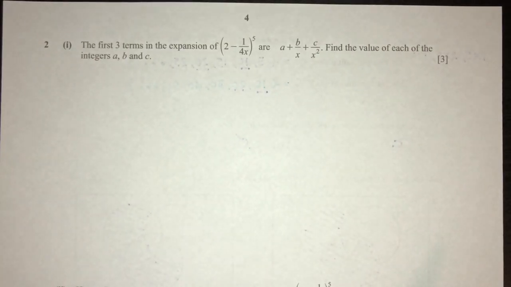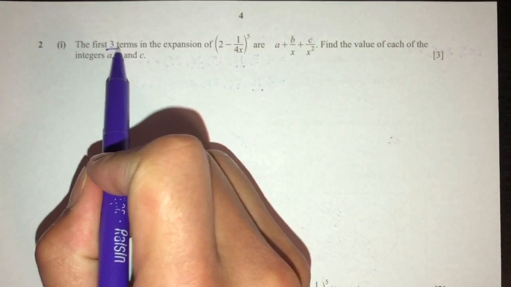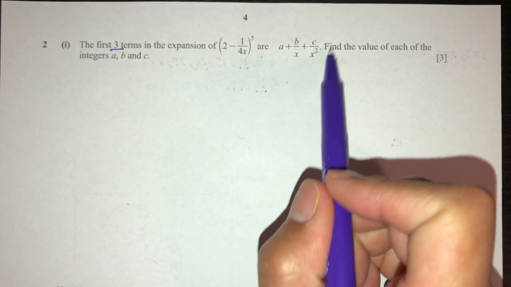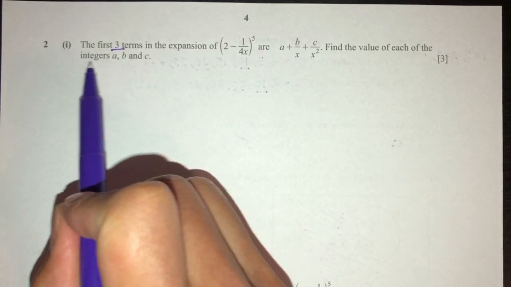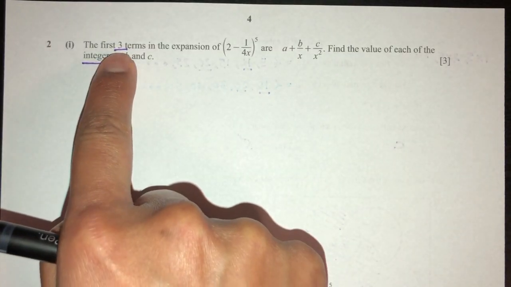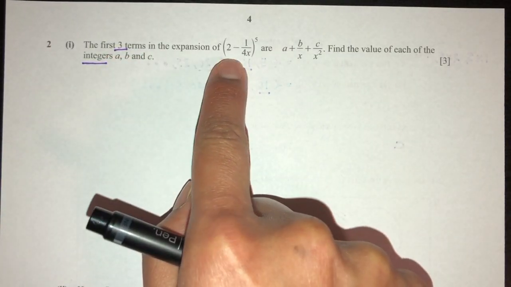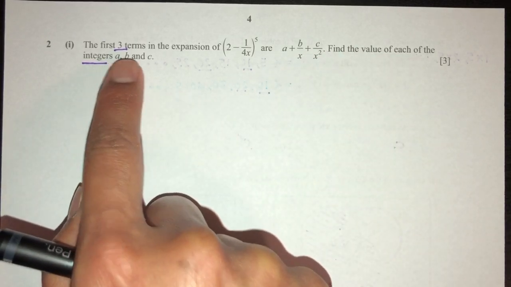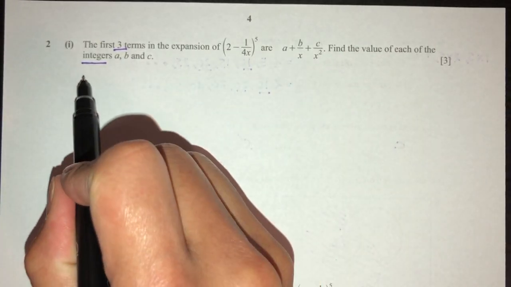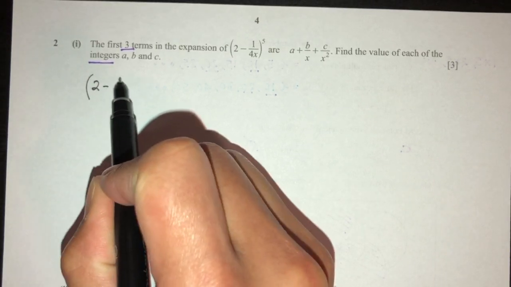Now let's move on to question number 2. The first 3 terms in this expansion are given to you by these 3 numbers. Find the value of each of the integers, so integers A, B, and C. Basically, we have to understand that we are trying to look for the first 3 terms of this expansion, which give you this value, and hence you're going to find the value of A, B, and C. Pretty easy. We just have to expand this thing.